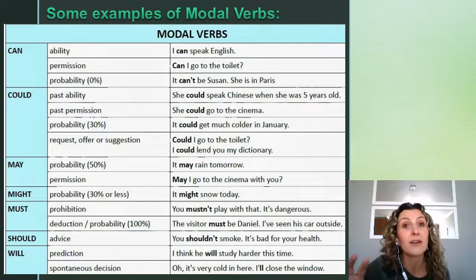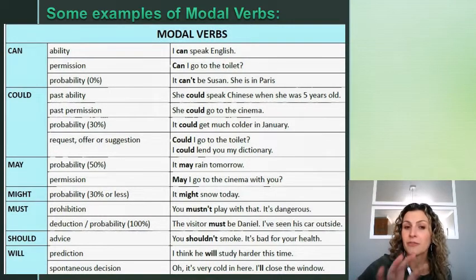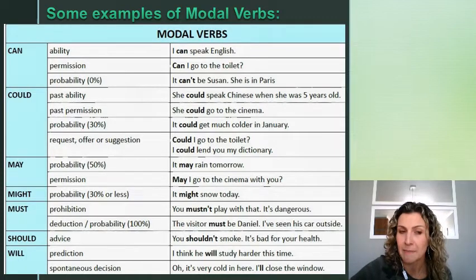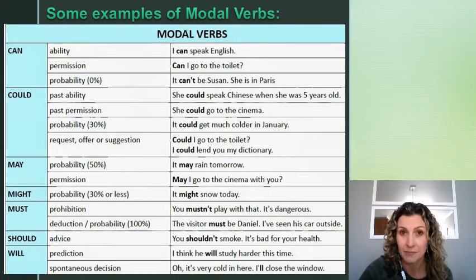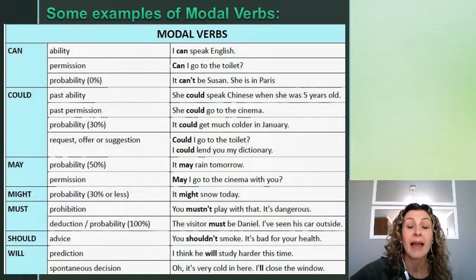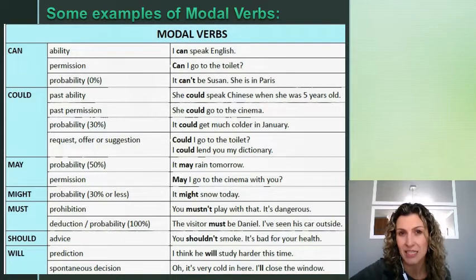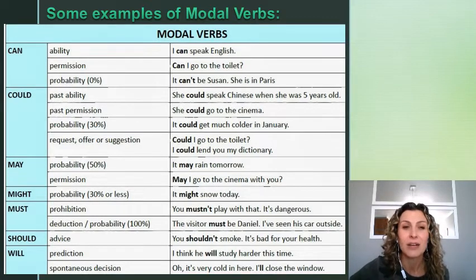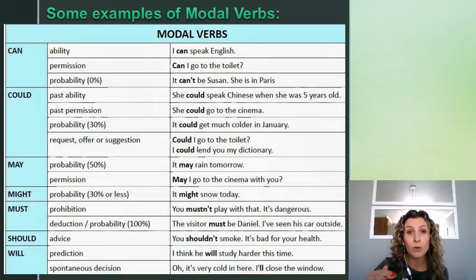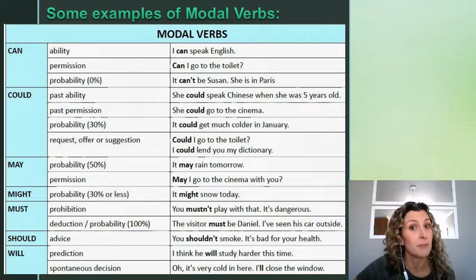Here, guys, we have a lot of examples about them. So follow these examples here with me, okay? Number 1, can. Can, when we talk about ability. Example, I can speak English, or in negative, I can't sing, but I can cook very well. When can is a permission, like asking for permission. Can I go to the toilet? Can I go to the bathroom or restroom? Probability, very low probability. It can be Susan, she's in Paris.